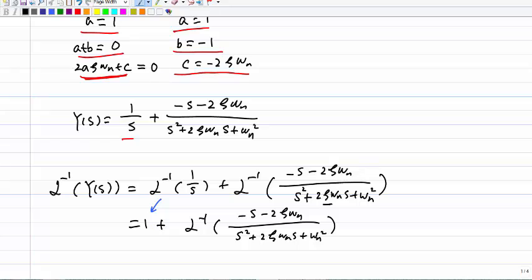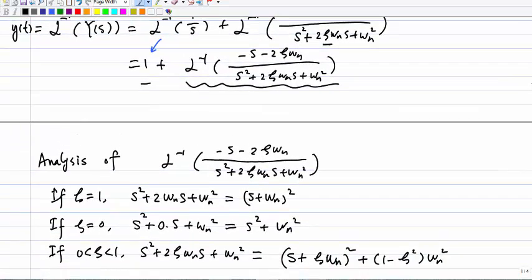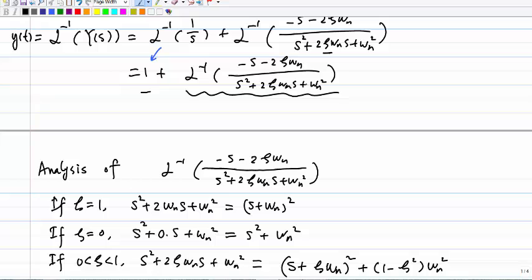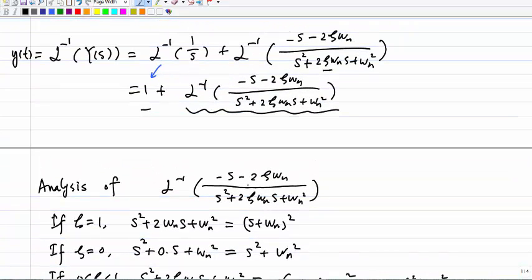Right over here, y(t) is equal to L inverse of Y(s). The difficult part is this part, because it is very hard to quantify. This one you can tell is just a constant number, it doesn't change. This is something we use to quantify the control performance. So the key part is how do we analyze the inverse of this whole complicated stuff.